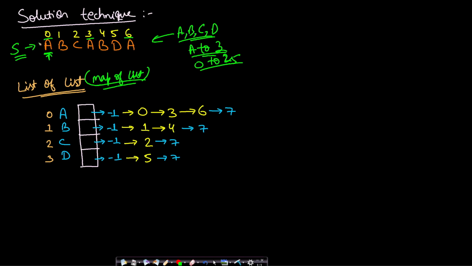So if you subtract this index 0 with -1, then you will definitely get a window size of 1, right? So that is why this -1 has been prepended in the beginning. Now this 7 is appended at the end for a similar reason.